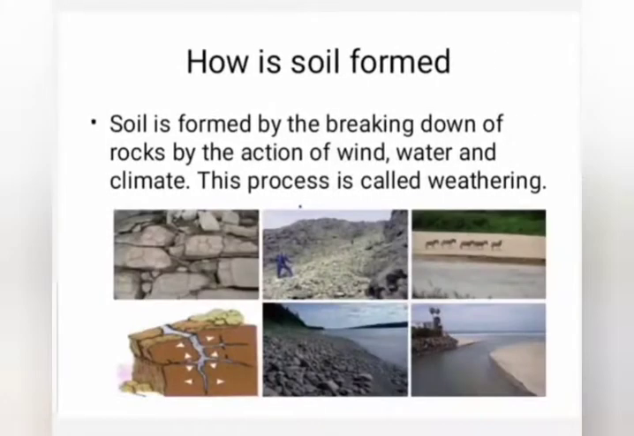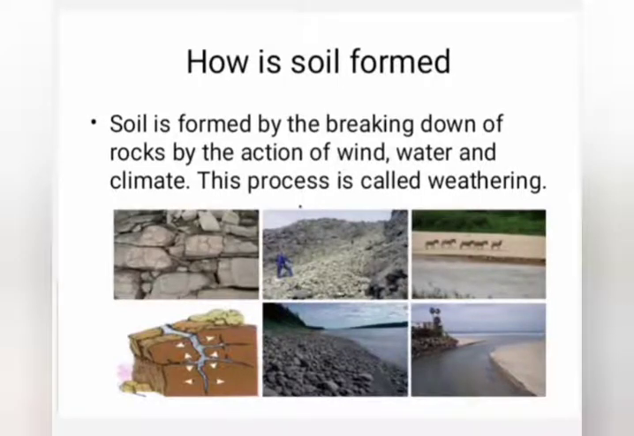How is soil formed? Soil is formed by the breaking down of rocks, by the action of wind, water and climate. This process is called weathering. Underline in your textbook, page number 97, below humus.